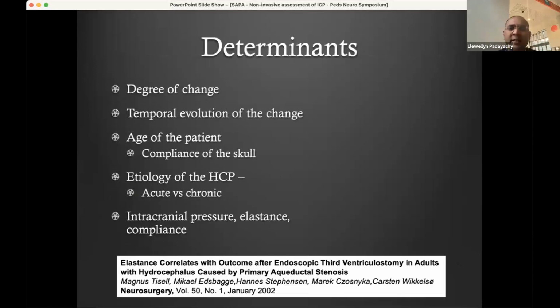All of these are determined not just in absolute terms or as snapshots in time, but we're looking at the degree of change. We're looking at the temporal evolution of this change, so serial scans, the age of the patient, depending on what the compliance of the skull is like, and the etiology of the hydrocephalus, acute versus chronic. Bacterial or tumor hydrocephalus, as related to tuberculous meningitis, I think are a completely different spectrum of diseases. Then there's response to treatment, intracranial pressure, elastance and compliance. These things all affect the physiology.